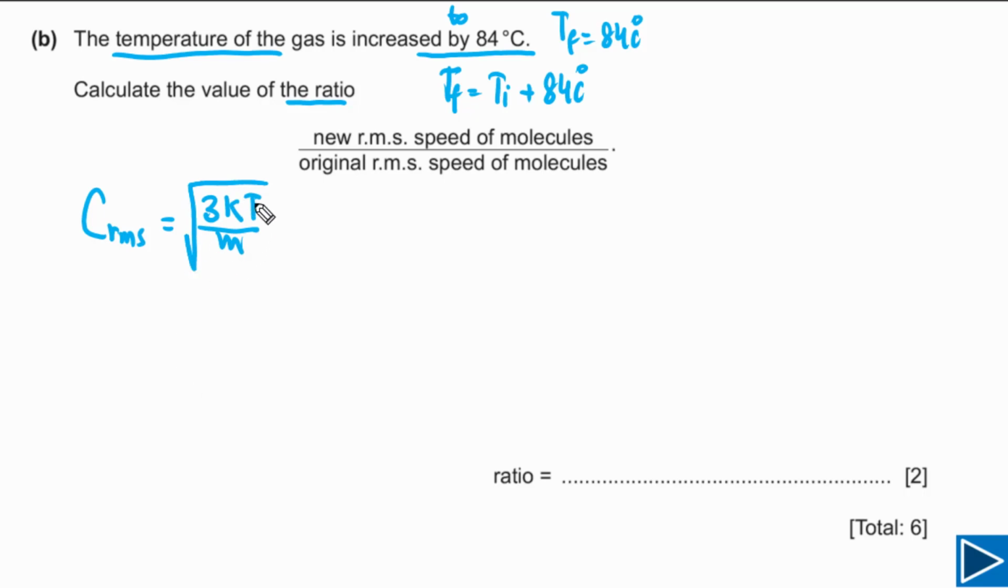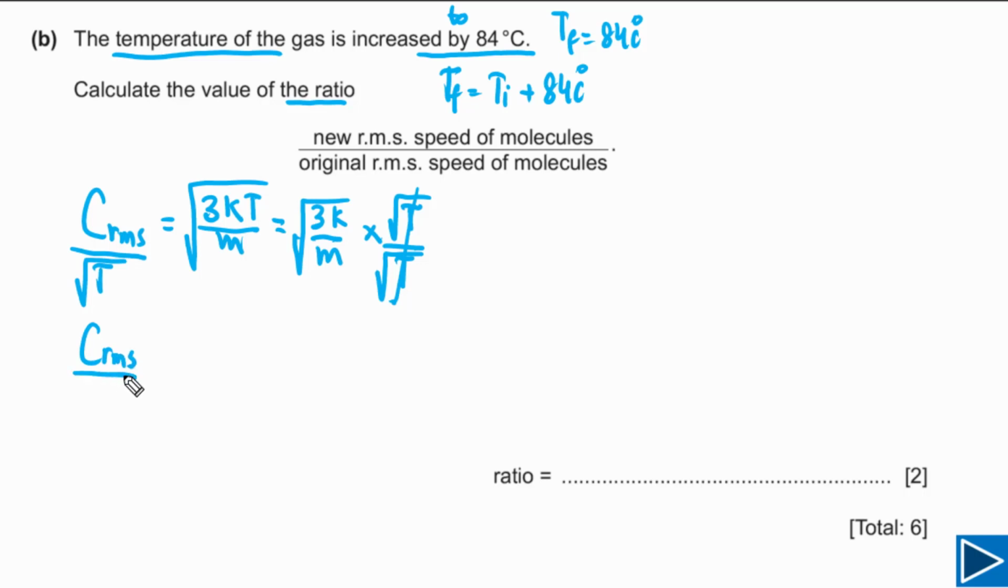Now from here you can see this is T here. We can write this in this form. We can say this is root of 3k divided by m, times root of T. We can divide by root of temperature on this side, so we also have to divide by root of temperature on the left side, and this one we can simply cancel. So from here you can say c RMS, the root mean square speed of molecules, divided by root of temperature in Kelvin is equal to root of 3k divided by m, the mass of one molecule.